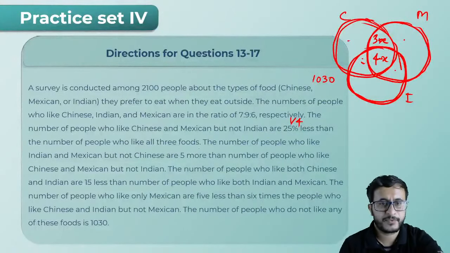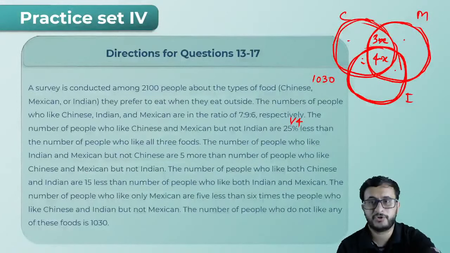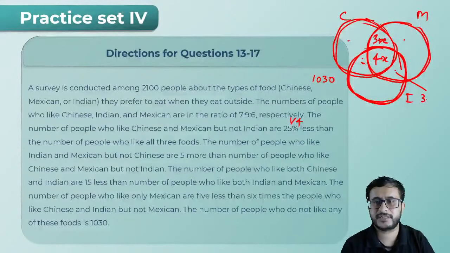Right, now the number of people who like Indian and Mexican but not Chinese are 5 more than the number of people who like Chinese and Mexican but not Indian. ये जो 3x है, इससे 5 more है. So this value is 3x plus 5.